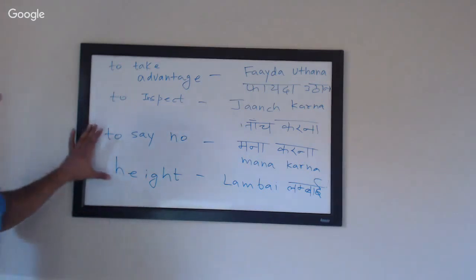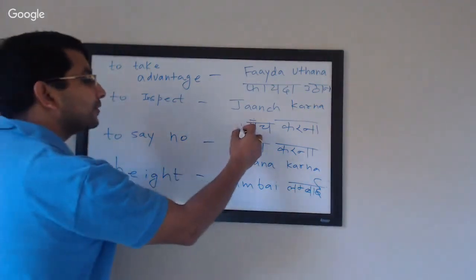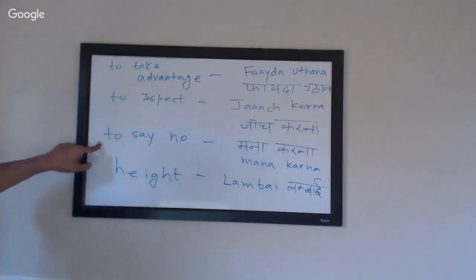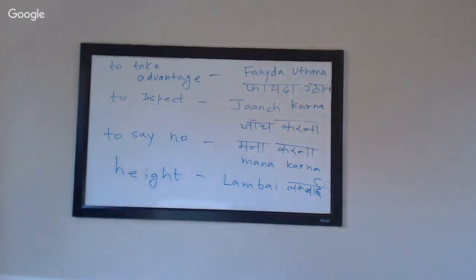Okay. I hope this is clear, right? So to take advantage is फायदा उठाना, to inspect is जांच करना, to say no to someone is mana karna, right? Height is lambai, but when you say tall girl, it's lambi ladki, tall boy is lamba ladka, as some of you rightly pointed out there. So that basically covered the second section of the class.